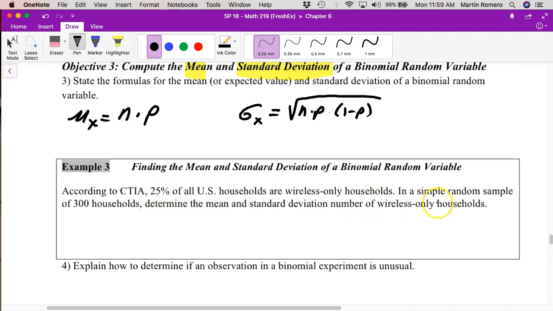Here's our information. In a random sample of 300 households, determine the mean and standard deviation of the number of wireless households. If we ask 300 households and we know 25% of households are wireless, how many would we expect on average to see? It would just be 300 times 0.25, and that would be our average. What is 25% of 300? 10% is 30, 60, 15. So this turns out to be 75 households.